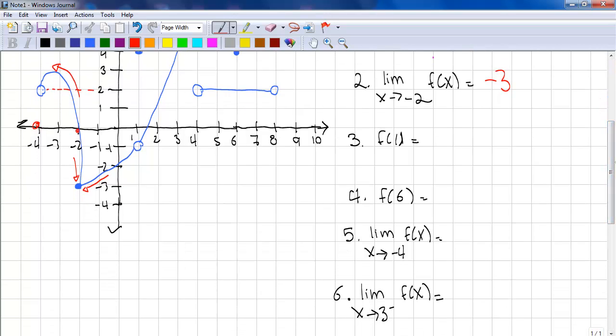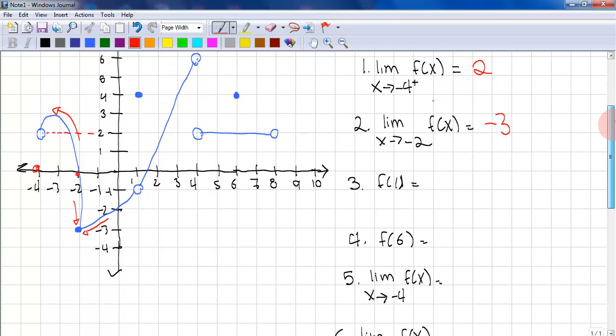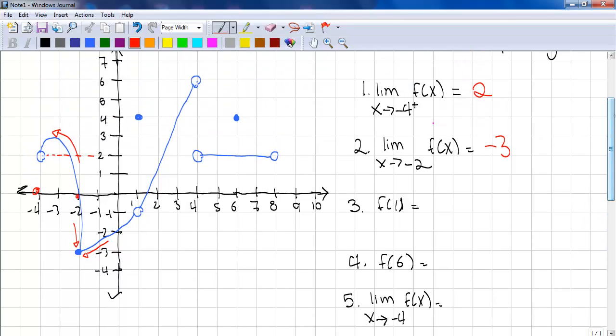Next question is, what is f(1)? So if our x equals 1, we look over here, this is a discontinuity, so it is definitely not the point at (1, 1). We look up here and we see right here, we have a definite point, so it is going to be 4. We plot it down. 4. There we go.